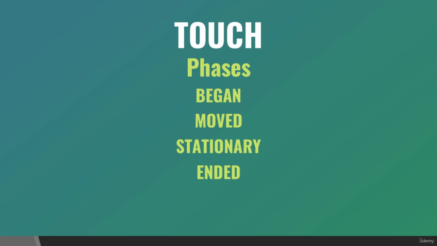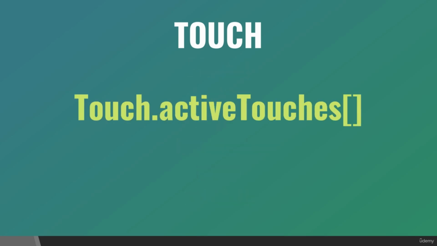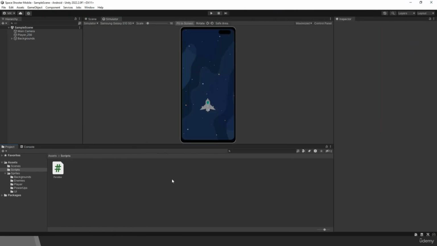There is one more phase called cancelled. It happens when we have a touch and we move away focus from the application. Moving away or losing focus happens when we minimize the application. These phases are very useful and we will use them in the course. Also, there is an active touches array that we can use to get active touches, similar to the active fingers array. Okay, that was a little bit of theory about the enhanced touch class. Let's use it in the next lecture to create player movement.